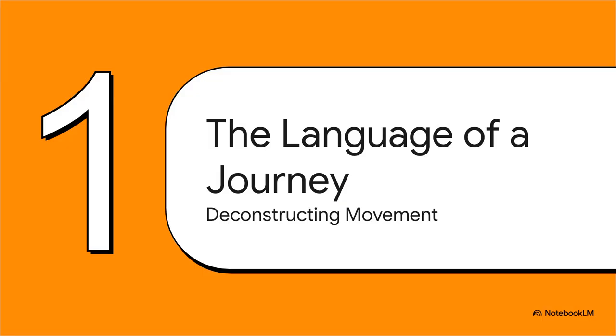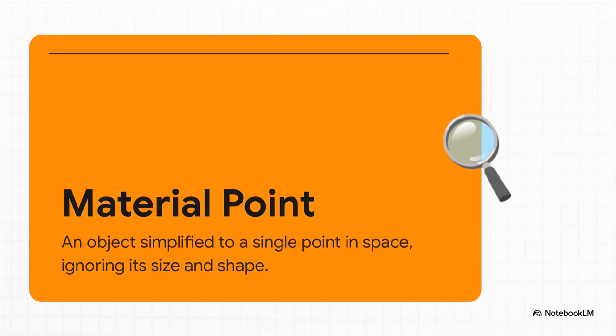All right, so before we can start drawing the story, we've got to learn its language. And just like any language, you have to start with the basics, right? The core vocabulary. In this case, the vocabulary of motion. Okay, first things first. To keep it simple, physicists have this little trick. They imagine any moving object, doesn't matter if it's a huge planet or a tiny car, as just a single dot, a material point. This way, we can just focus on the journey itself. We don't have to get bogged down with its size or shape.